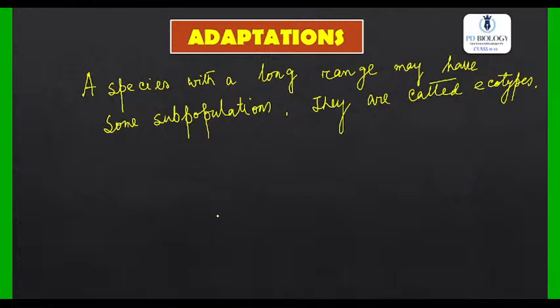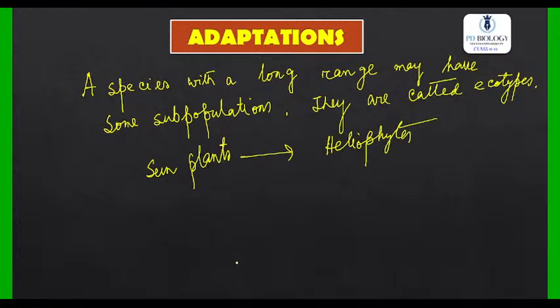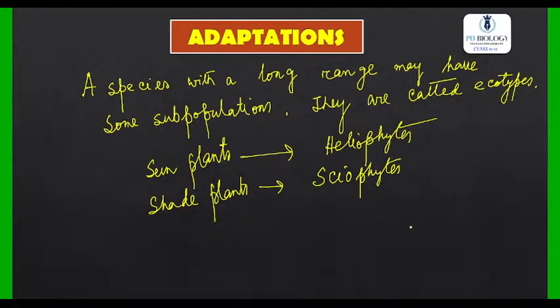Plant adaptation to the light regime. Some plants are sun plants, you know this one. Sun plants are called heliophytes, and shade plants, sciophytes. So remember this one, it's a very important thing.